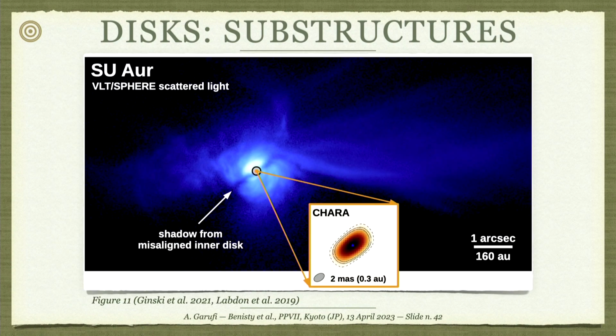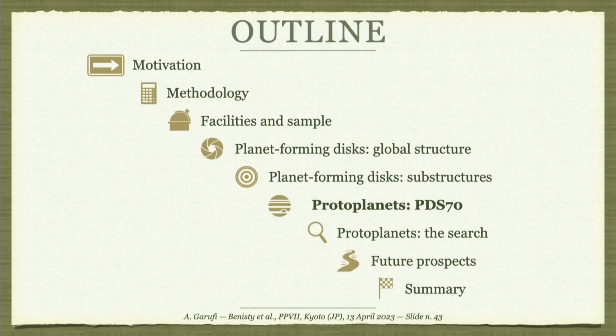This is another beautiful example where you can see some probably accreting material perturbing the disk dynamics and possibly being responsible for any sort of misalignment that can be seen with the interferometer in this case, and casting a nice shadow that you can appreciate.